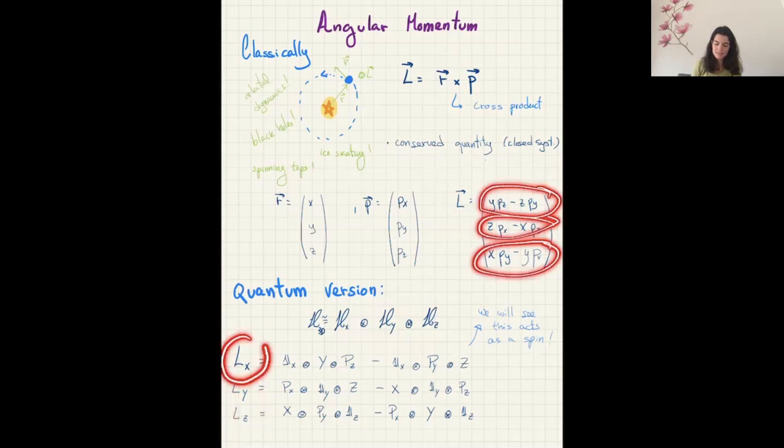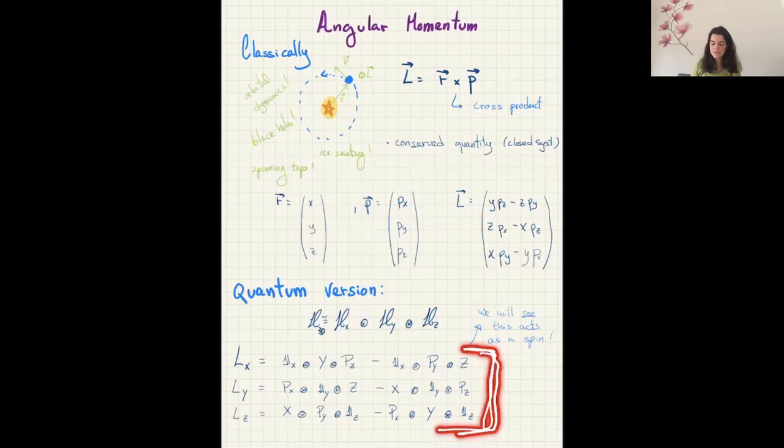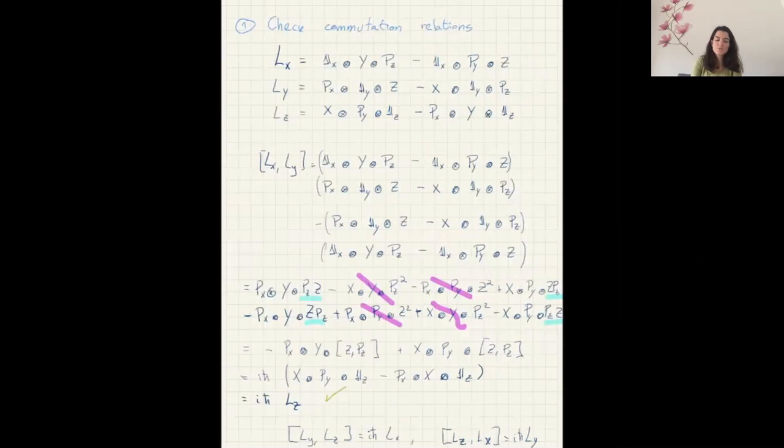Okay, so Lx is going to be ypz minus zpy, which if we put it properly, like each operator in its subsystem, it looks like this. So nothing on the first, y on the second, pz, minus nothing on the first, pz on the second, z. So we have these 3 operators, and what do they have to do with everything we've been seeing so far? Well, the nice thing is that they act as a spin, which means what? If we compute the commutation relations between these, which we can do, we get exactly the same commutation relations as for spin.